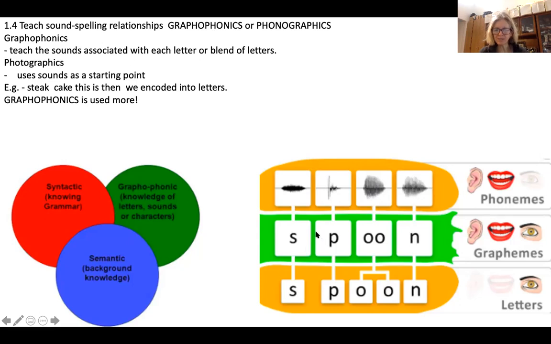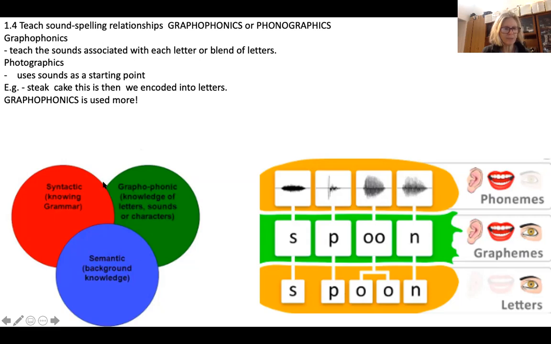We have the graphemes, and we have the letters. The graphemes and the letters in this case are the same, except the oo is together because that makes one sound. So this graphophonics is how we teach. We show the item and then we introduce the sound. And then the spelling comes after that. You can see down here the spelling.